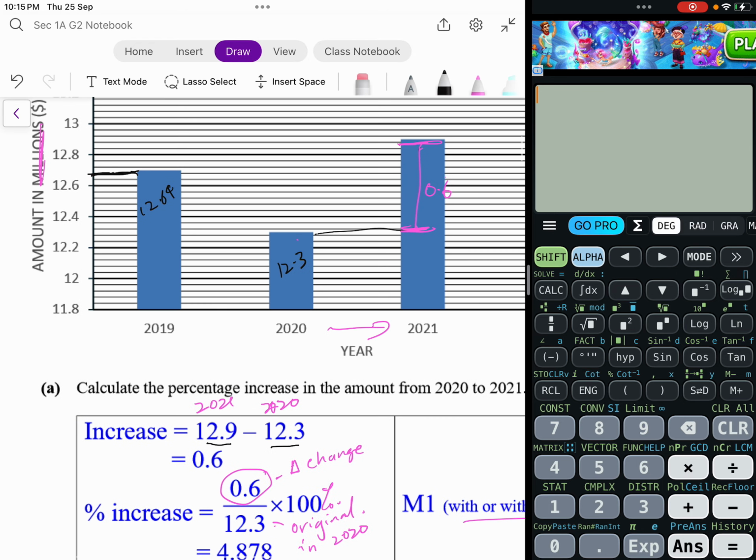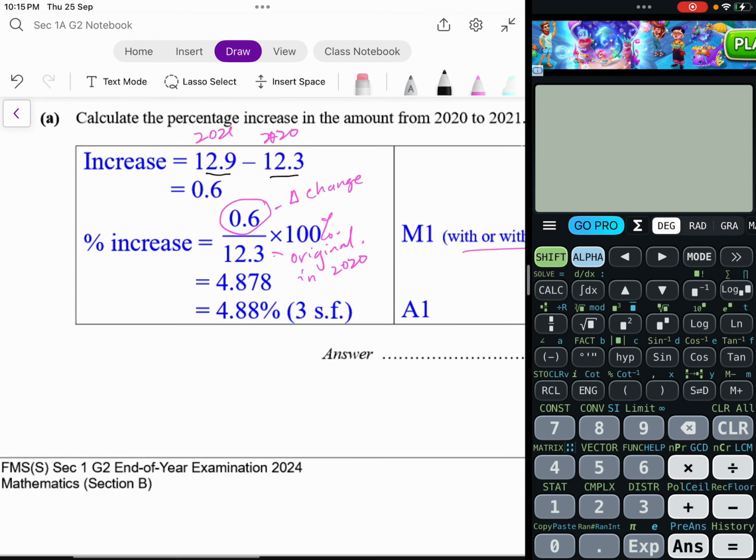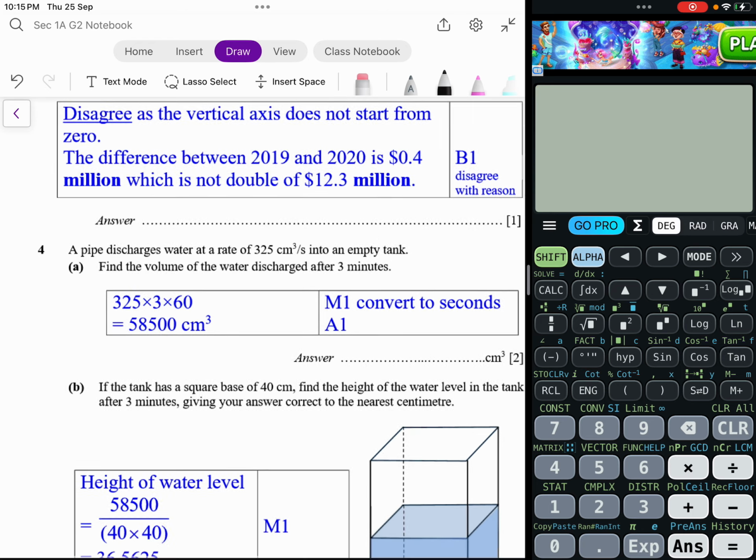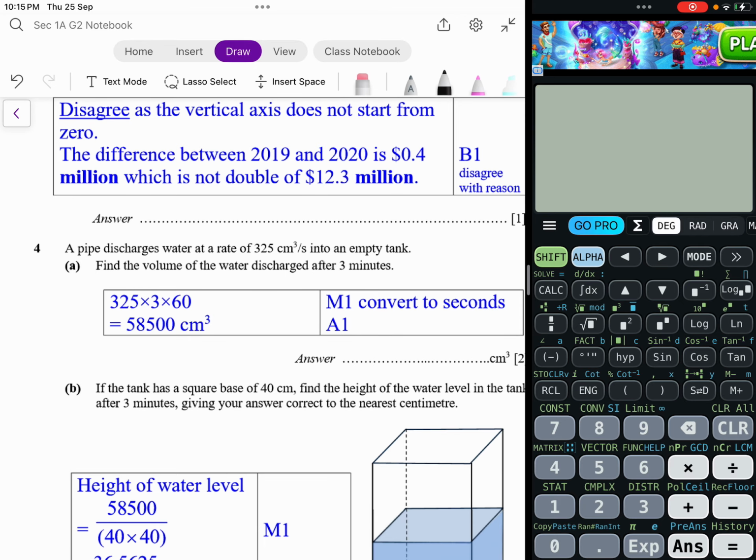Okay, so in the sense, the value here is not double of this one. It's just the size of the diagram. The difference between these two is 0.4 million, which is not double of 12.3 million.